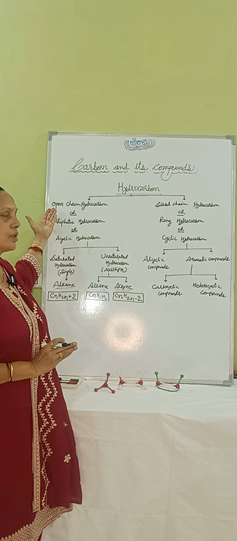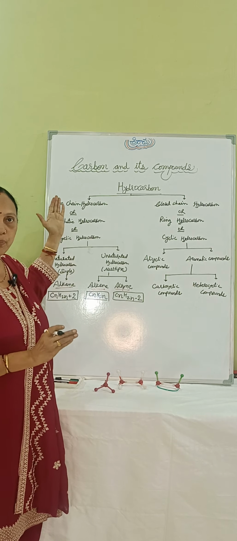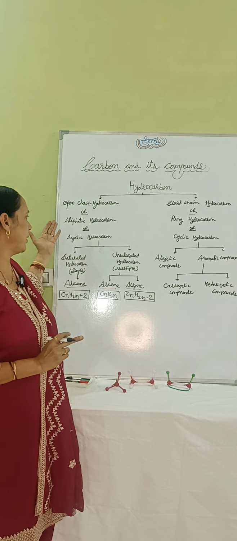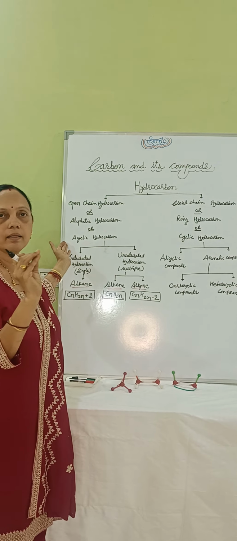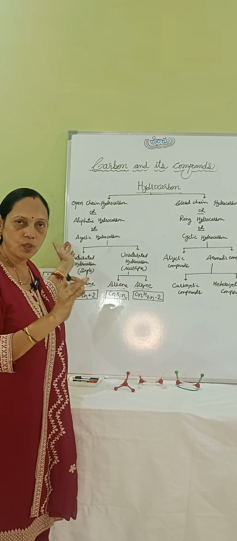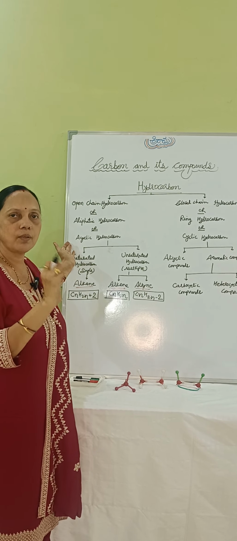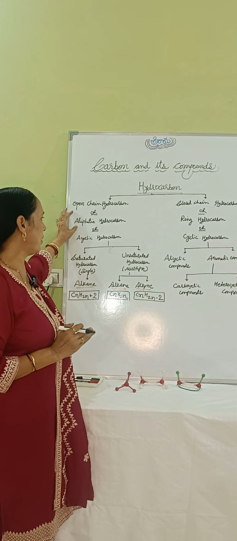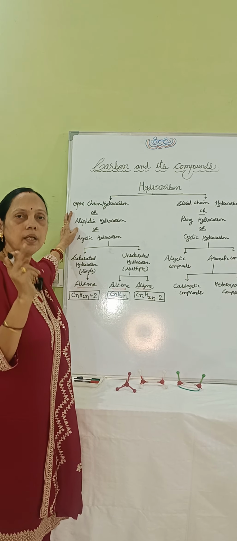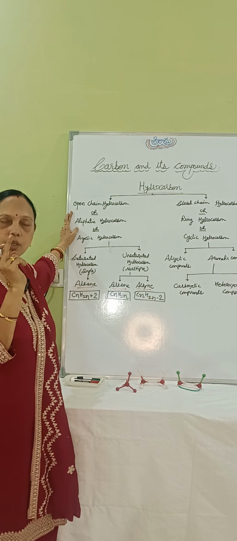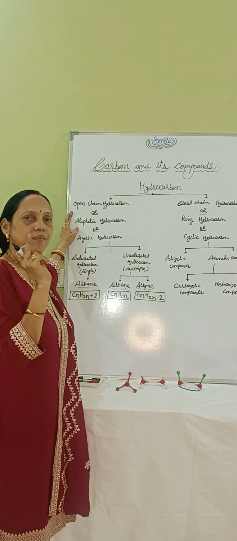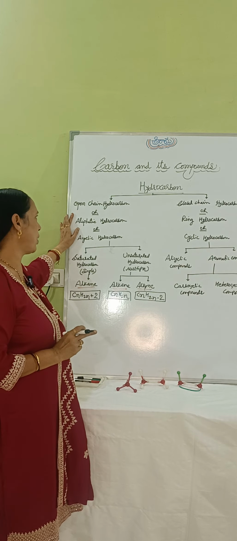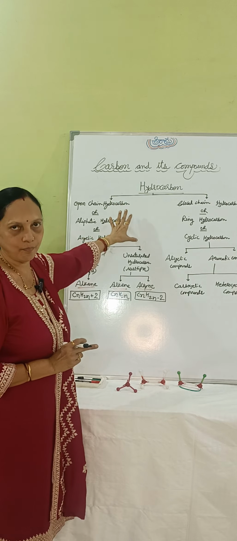The first type is called an open chain compound. Open chain compounds are also called aliphatic compounds, or acyclic compounds. A means absence of cyclic form; it is not present in the cyclic form, so it is called an acyclic compound. It is called an aliphatic compound because it is obtained from fat, and in Greek the word for fat is aliphatos, and that's why it is also called an aliphatic compound. So these are the open chain compounds.